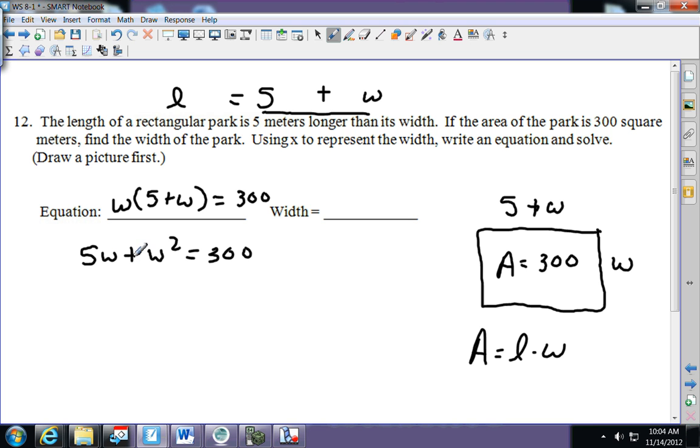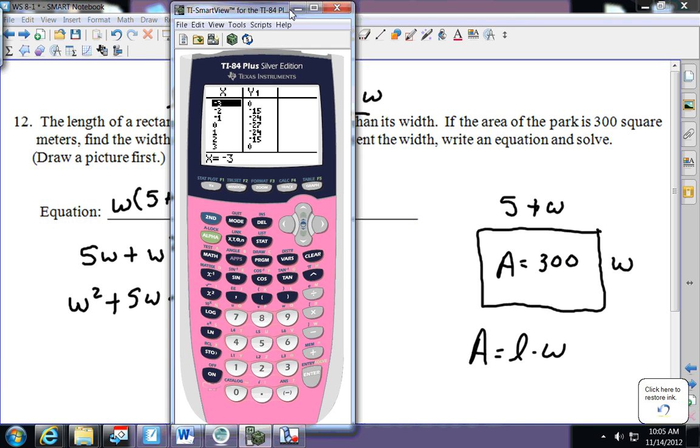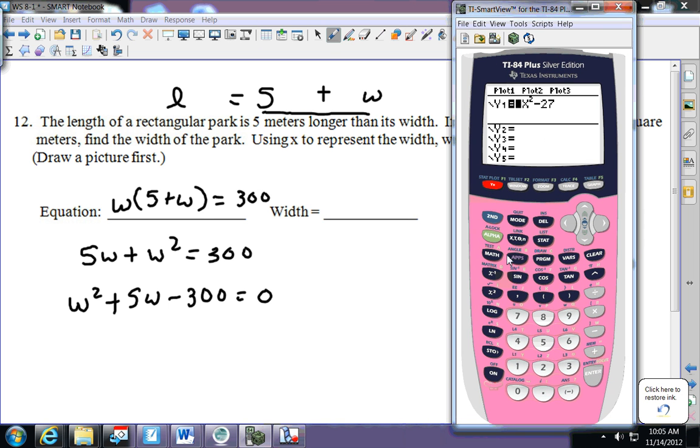I'm going to end up switching around my W squared and stuff. It's no big deal. W squared plus 5W. Move the 300 to the other side and subtract. So you have to subtract 300 from each side. Now the easiest way to do this is put it in the calculator and find my roots, find my solutions. Put in there x squared plus 5x minus 300.